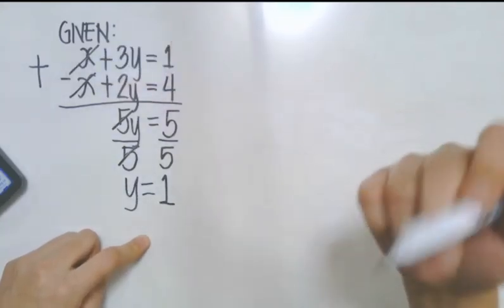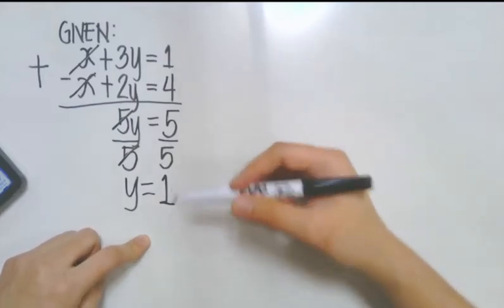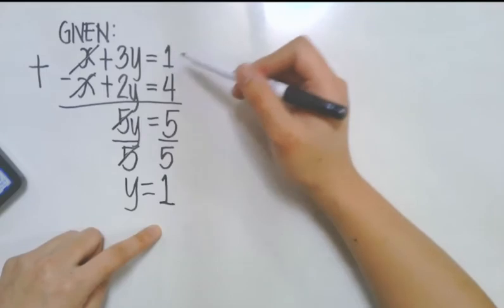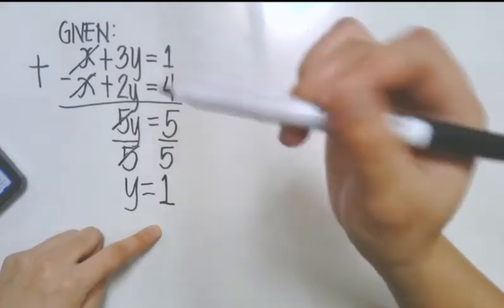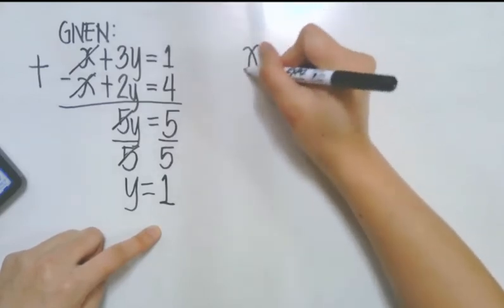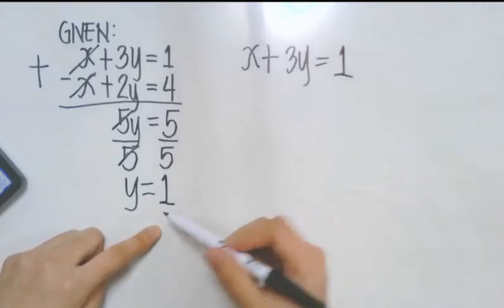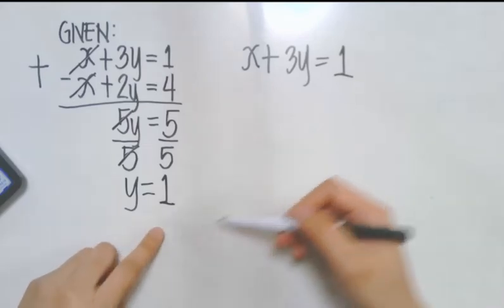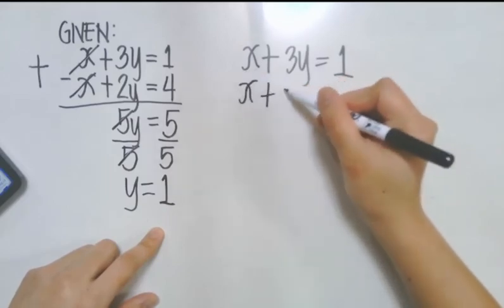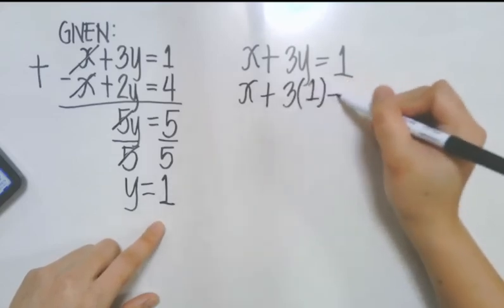We need to substitute the value of y that we have solved into one of the original equations. So you could just use any of these equations. In this case, I wanted to use the first equation. x plus 3y is equal to 1. The value of y that we have solved is 1, so I just need to substitute it into the original equation. x plus 3 times the value of y that we have solved, 1, equals 1.